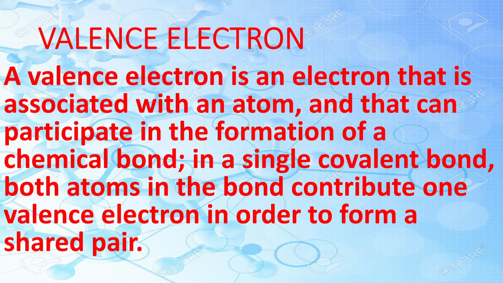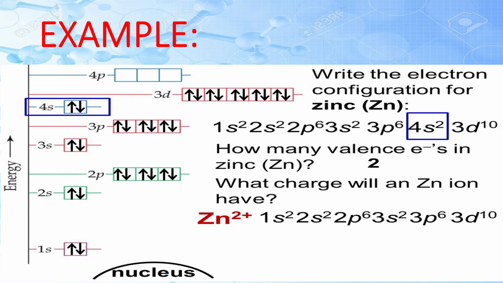So now, let's proceed to valence electrons. What are valence electrons? A valence electron is an electron that is associated with an atom and that can participate in the formation of a chemical bond. In a single covalent bond, both atoms in the bond contribute one valence electron in order to form a shared pair. So this is an example of valence electrons.